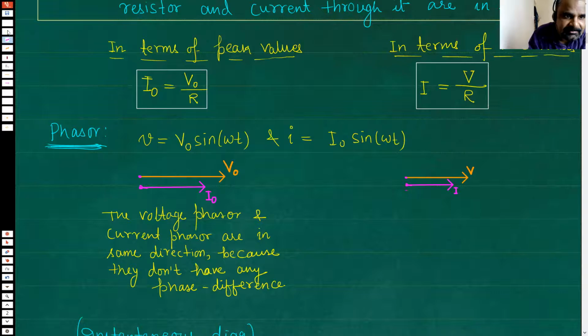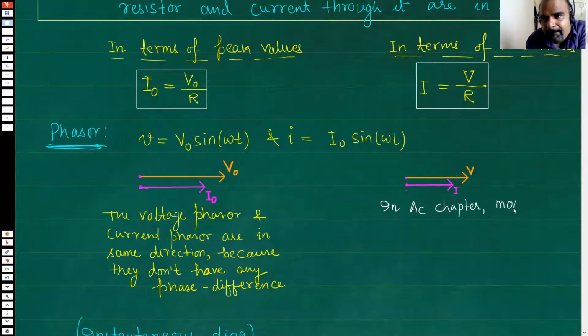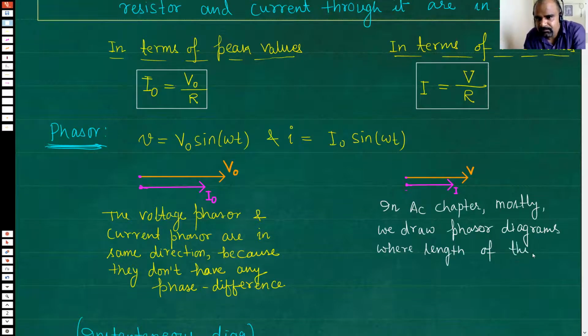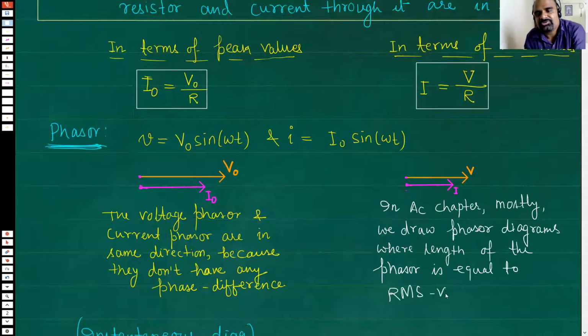So in the AC chapter, since RMS value is more important than peak value, mostly we draw phasor diagrams where the length of the phasor is equal to RMS values.